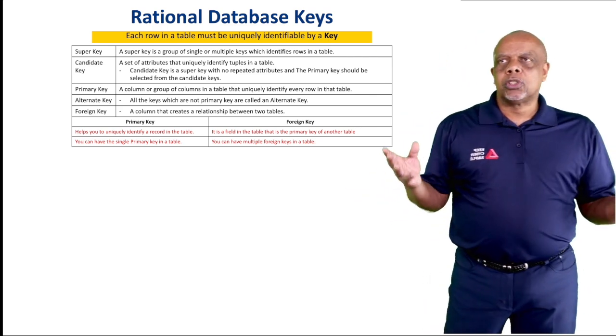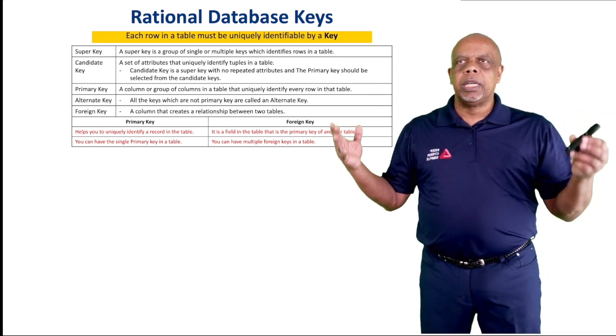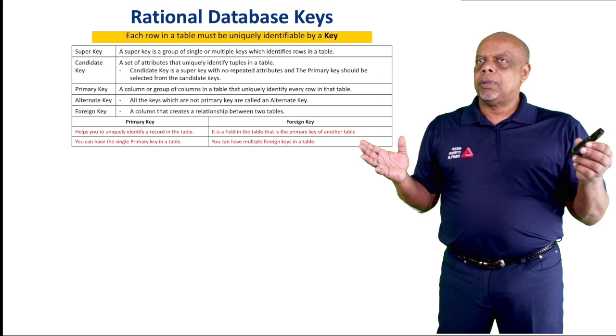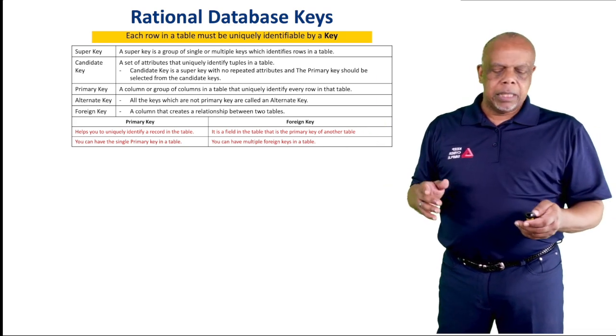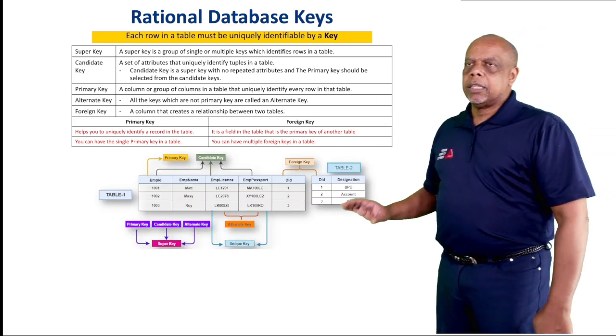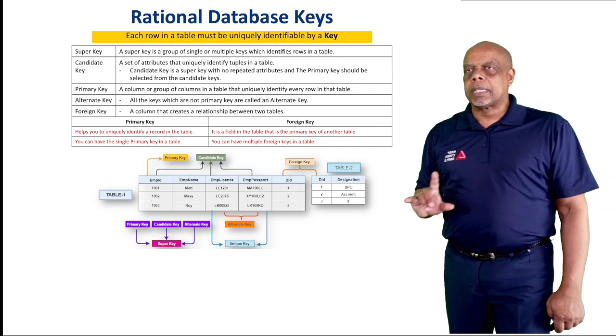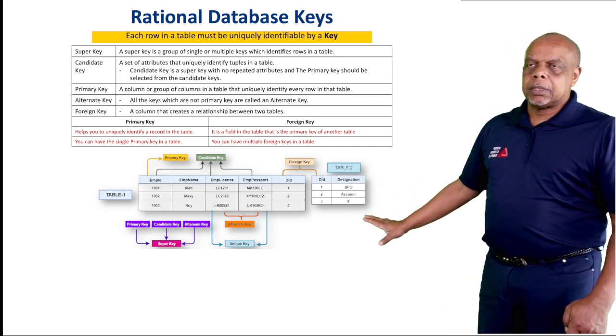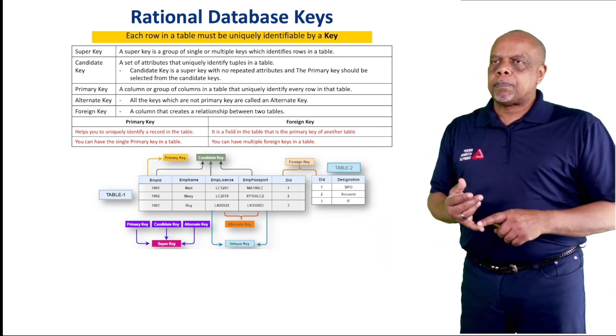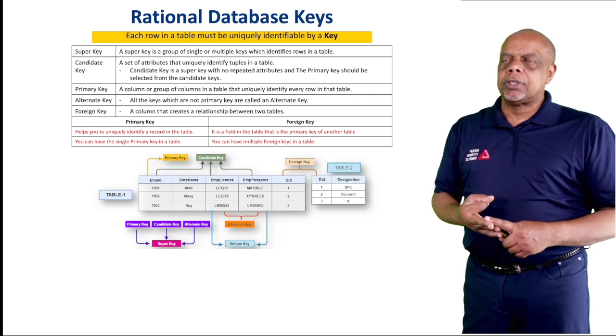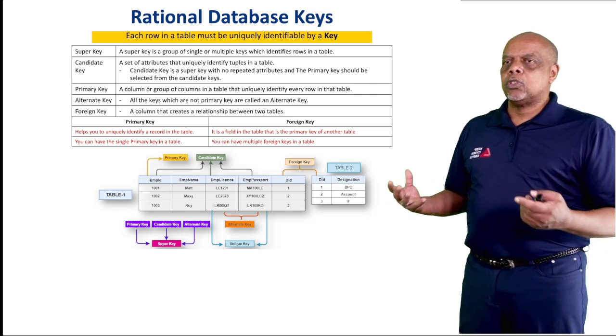So what is a super key? A super key is a group of single or multiple keys that identify rows in a table. That's all it is. It could be many types of super keys. As a matter of fact, let me click on this. This hopefully may help explain this a little better as I go. So a super key could be primary, could be a candidate key, alternate keys. All of those are considered to be super keys.